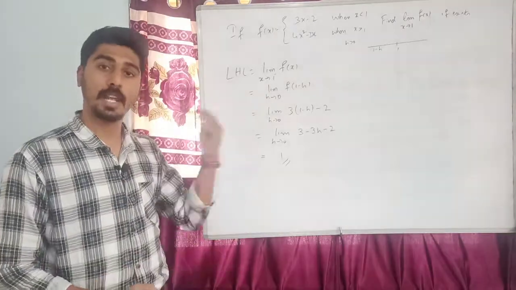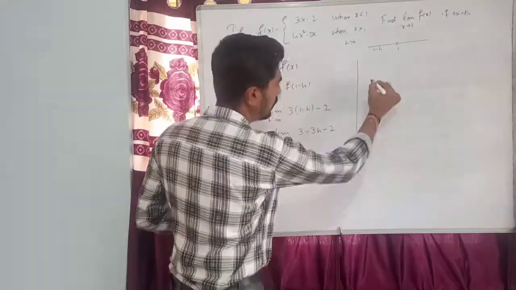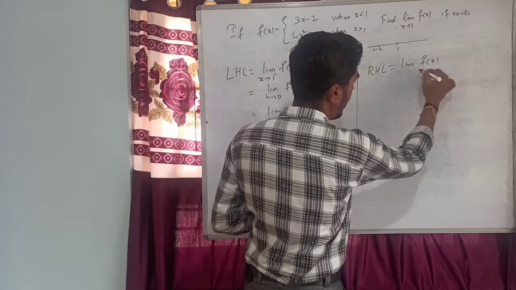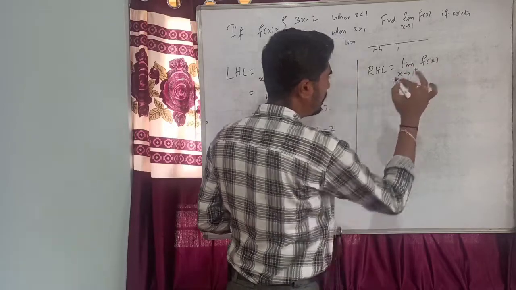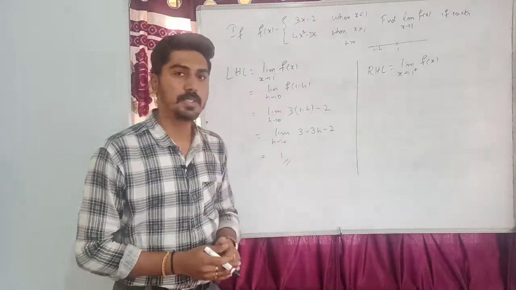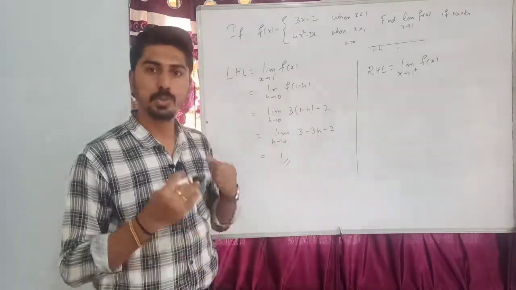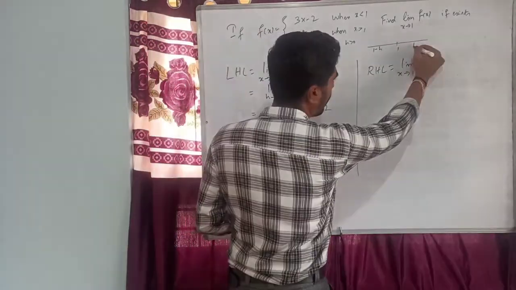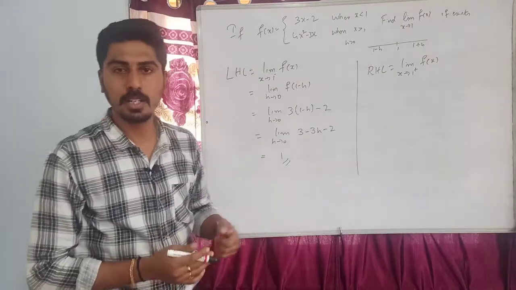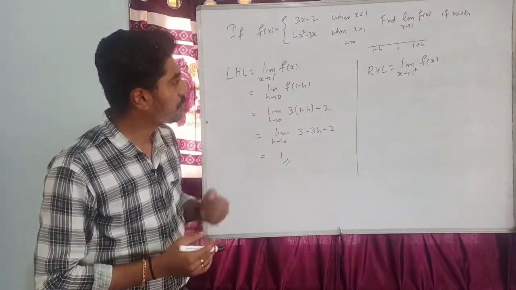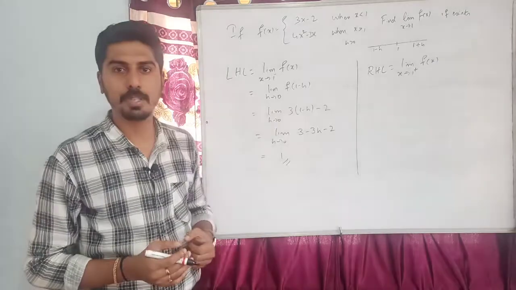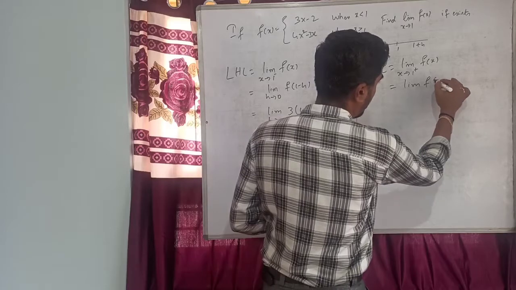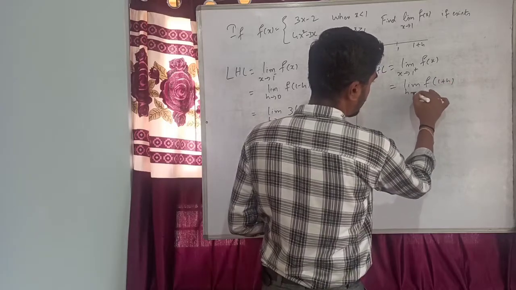Now to find out the right hand limit, I consider RHL is equal to the limit of f of x as x tends to 1 plus. 1 plus represents we are approaching 1 through the values greater than 1. Any value greater than 1 will be of the form 1 plus h, where h is a positive real number. So I substitute x equal to 1 plus h and let h tends to 0. This will be equal to the limit of f of 1 plus h as h tends to 0.